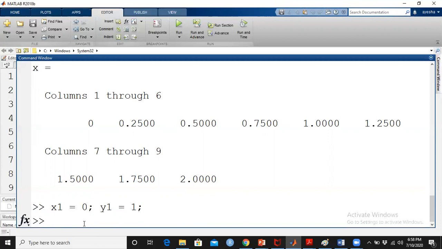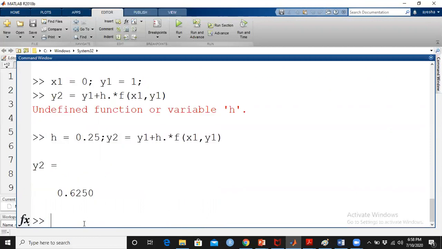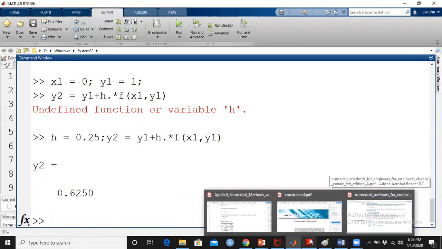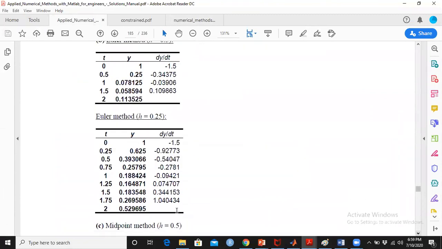So now I have y2. y2 is y1 plus h times f of x1, y1. So let us hope that we get the correct answer. I forgot to mention h. h is 0.25. Right. So y2 is 0.625. Let us compare the answer here. Wow, y2 is 0.625. Good.